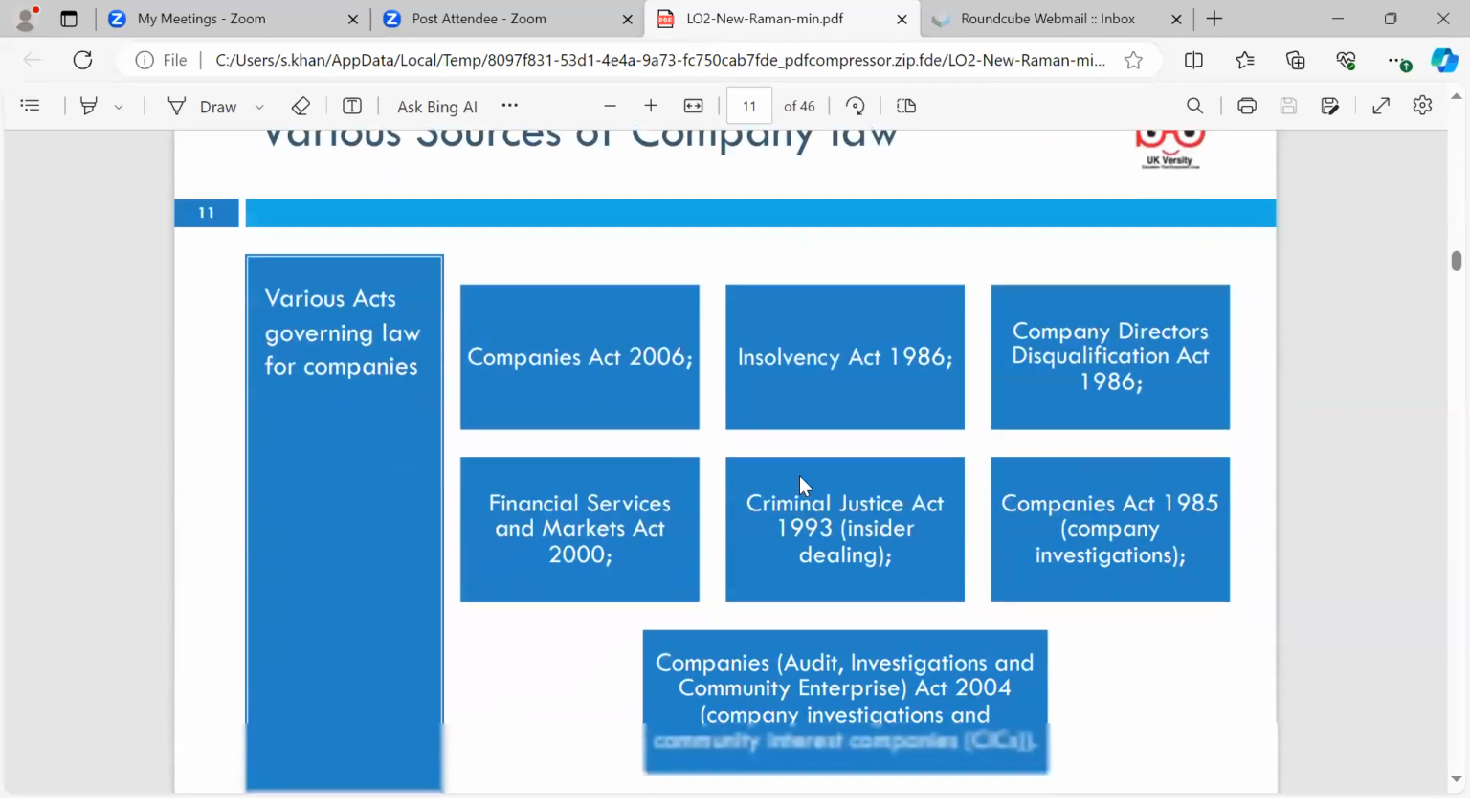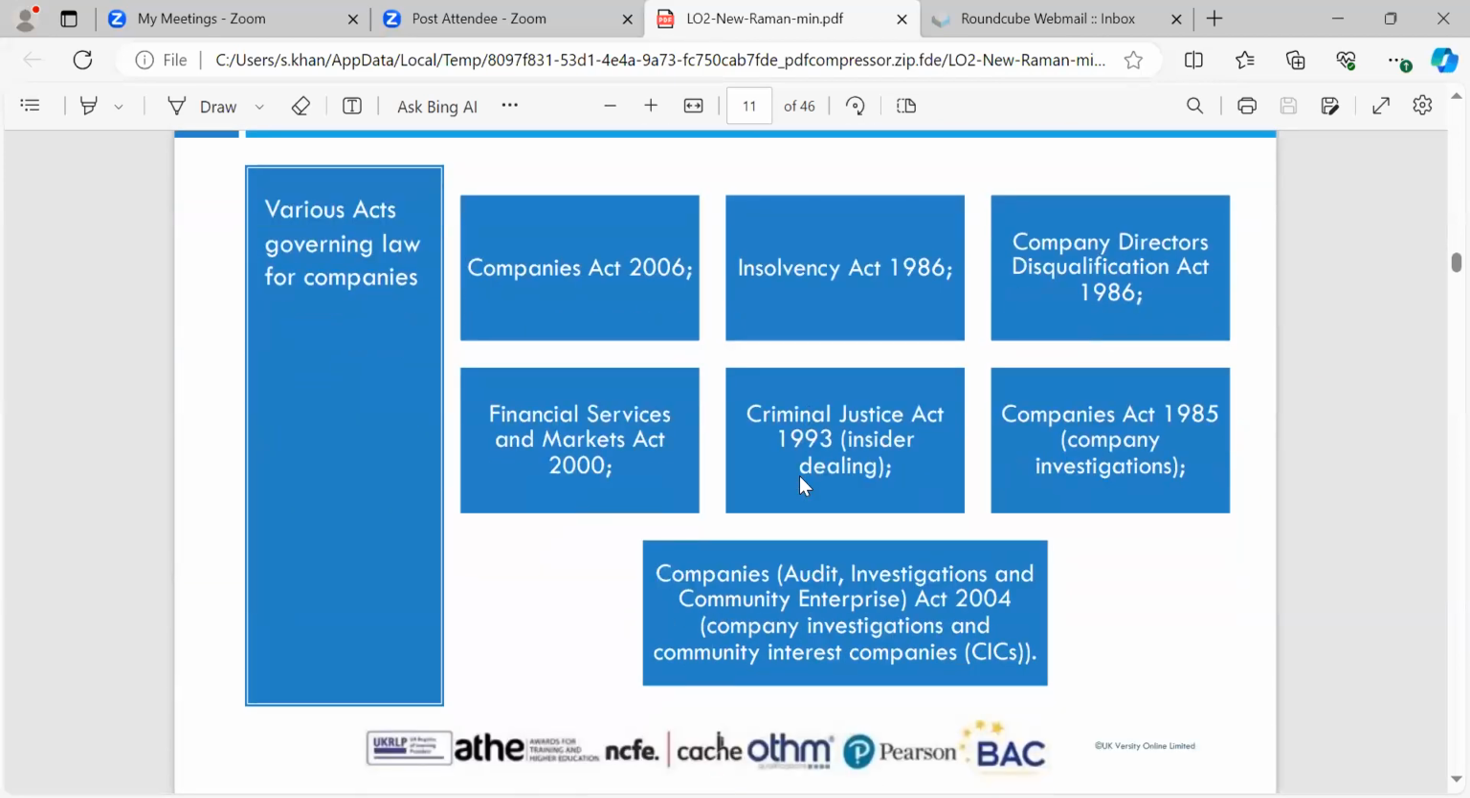Various sources of company law. So you've got Companies Act 2006, Insolvency Act 1986, Company Director Disqualification Act 1986, Financial Services and Markets Act 2000, the Criminal Justice Act 1993, Companies Act 1985 looks at company investigations, Companies Audit Investigation and Community Enterprise Act 2004, company investigations and company interests and companies.